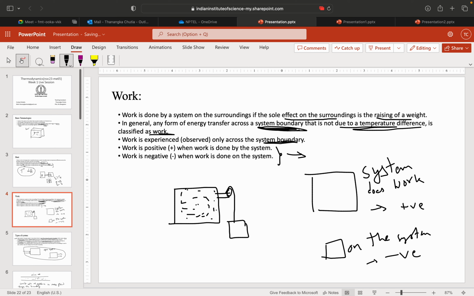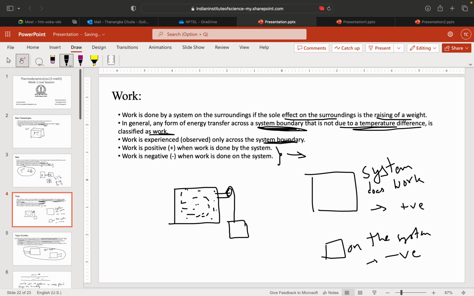Now work done, according to thermodynamic definitions, is said to be done by a system whenever the sole effect on the surroundings can be changed, or it can be used for raising a weight. In layman's terminology, whatever energy transfer takes place because of a temperature difference is called heat. Whatever energy transfer takes place other than by temperature difference is called work transfer.